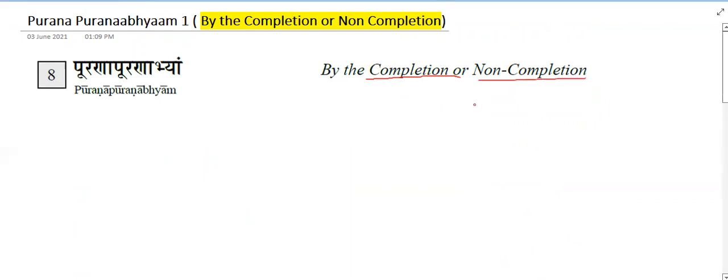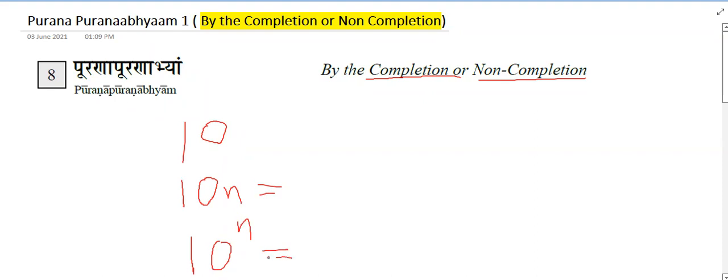Completion means making any number into 10, or into multiples of 10, or into powers of 10. We know 10 already, right? Do you know 10 multiples? Tell me some examples. 20, 30, 40, 60, 100, 120, 200, 220, 240, 1000. These numbers are multiples of 10. Any number ending with 0 is a multiple of 10, right?